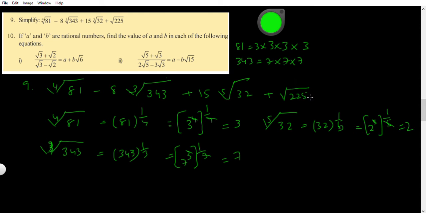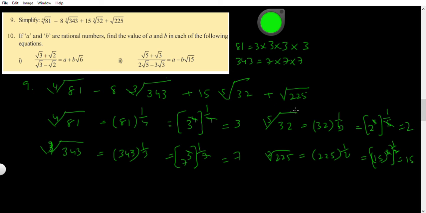Now coming to the square root of 225. Square root means 225 to the power of 1 by 2. Nothing is written here, which means square root, the second root of 225. We can write this as 15 squared, whole to the power of 1 by 2, that equals, the 2s get cancelled, we get 15.